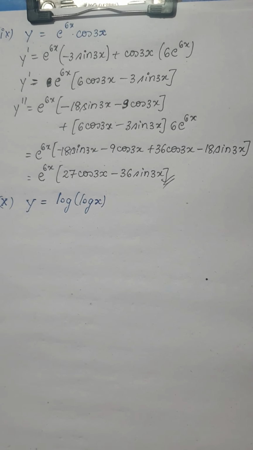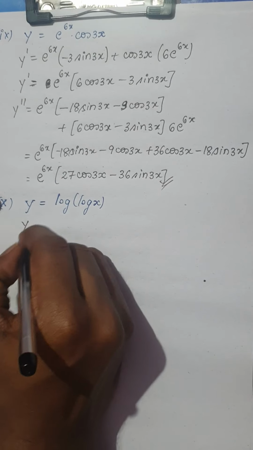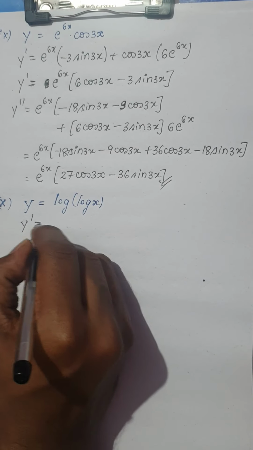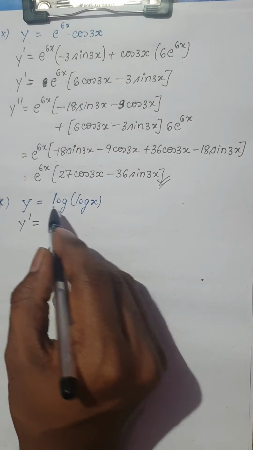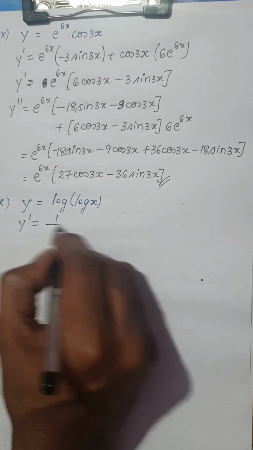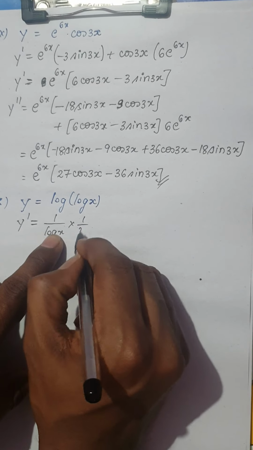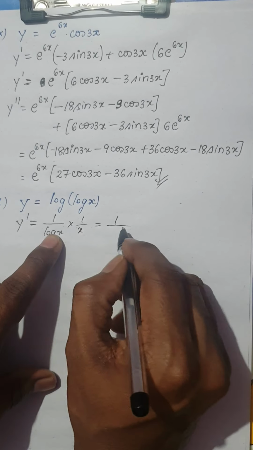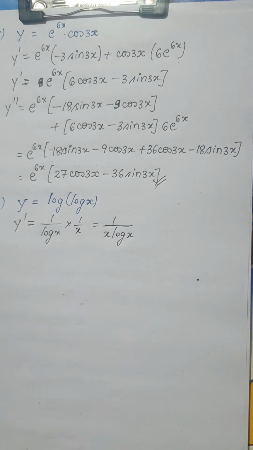Next function I have is y is equal to log of log x. I hope you remember this formula. The first derivative of log x is 1 by x log x, isn't it? Let us check how. The derivative of log of f of x is 1 by f of x into the derivative of f of x, here log x. So that is 1 by x. So the first derivative is 1 by x log x.